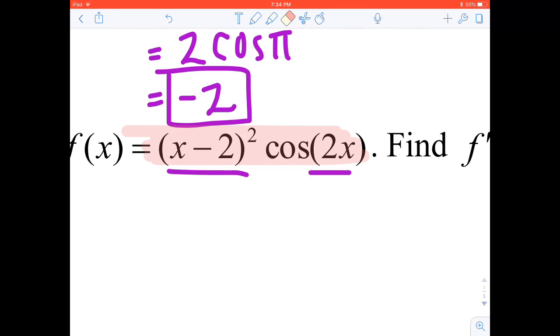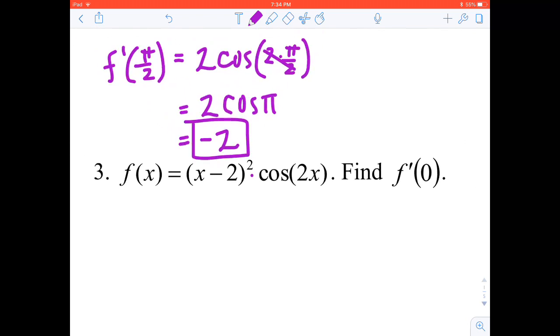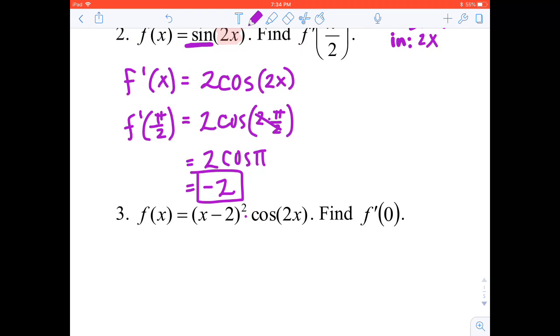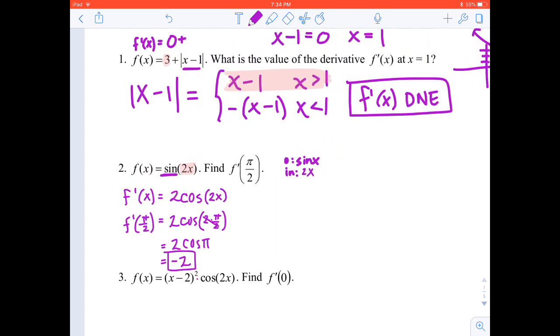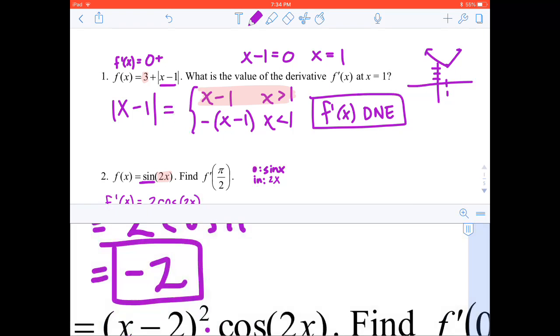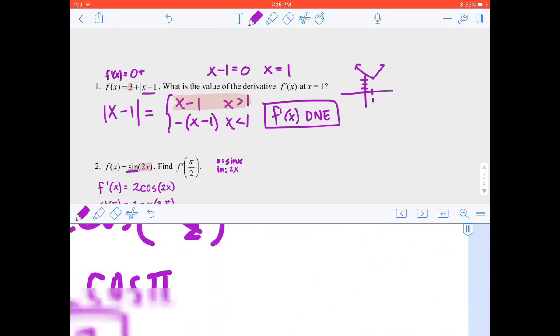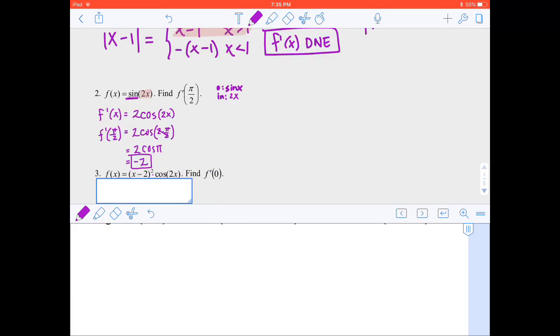But what you have to do is pay attention to the fact that these are being multiplied first. So (x minus 2) squared times cosine 2x, I'm going to scroll up over here so Riley can see number 1, are being multiplied, so we're going to use the product rule. The product rule is going to take care of the whole entire function, which is what we want to start out with.